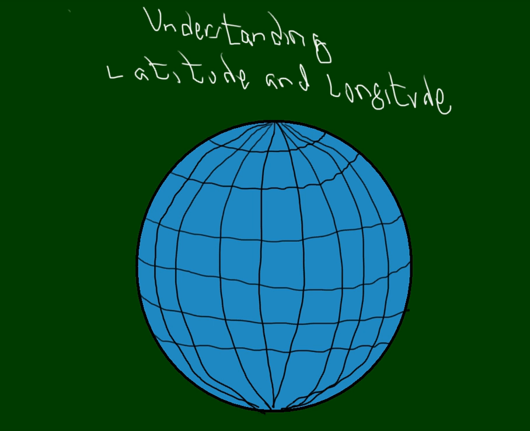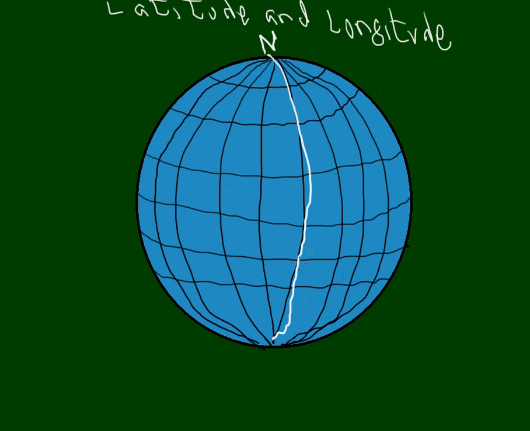Latitude and longitude, lines on the earth, are imaginary vertical and horizontal lines that form what's called a lat-long grid. You can see here on this nice blue earth we have some longitude lines. I'll just draw a line down here to outline that particular longitude line. That is a north-south line that runs from the North Pole down to the South Pole.